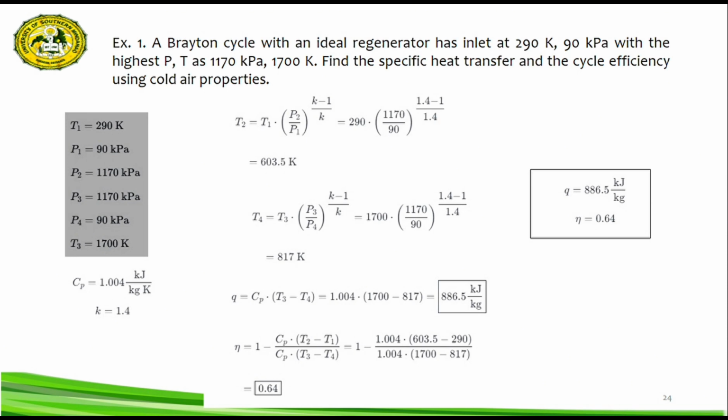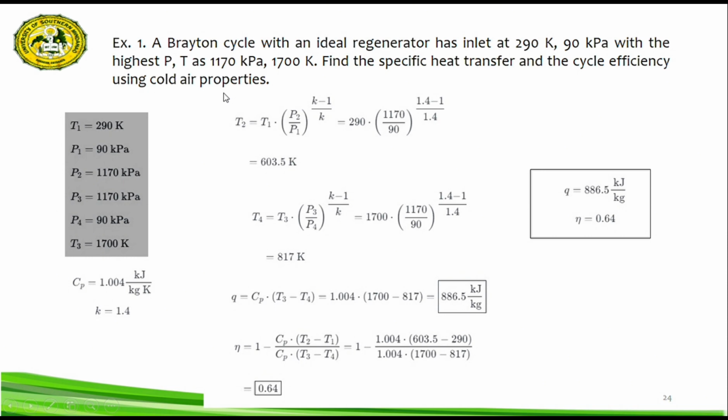So example number 1. A Brayton cycle with an ideal regenerator has an inlet at 290 Kelvin as our temperature 1 and 90 kilopascal as our pressure 1, with the highest pressure of 1170 kilopascal as our pressure at state 2 and 1700 Kelvin as our temperature at state 3. Find the specific heat transfer and the cycle efficiency using cold air properties.